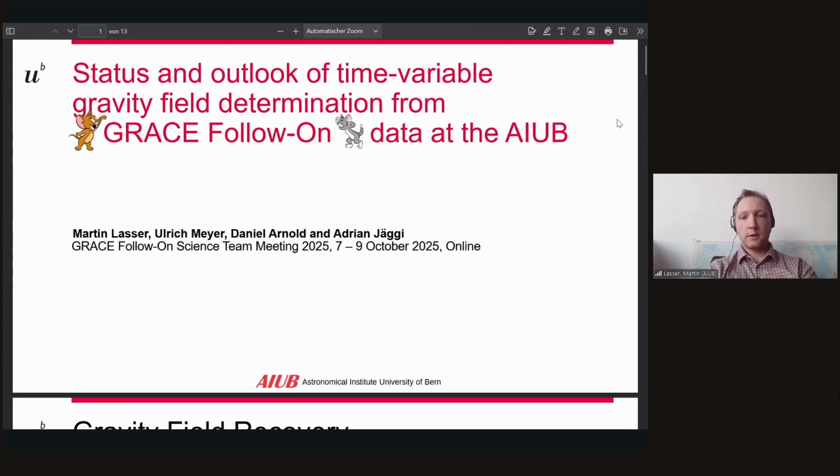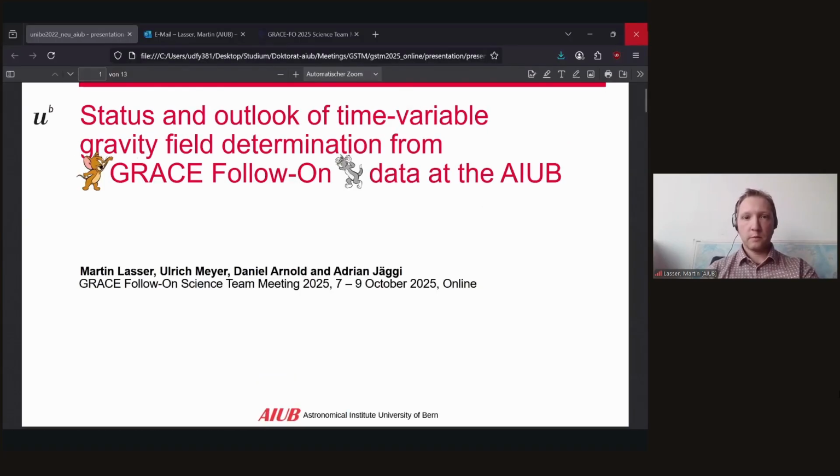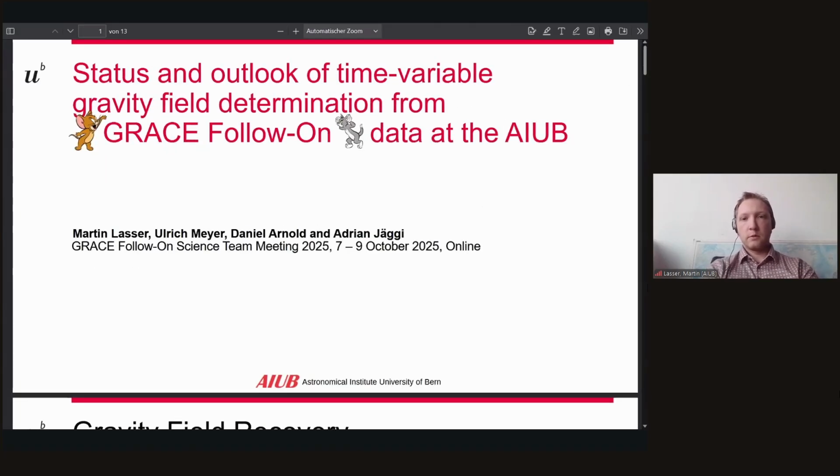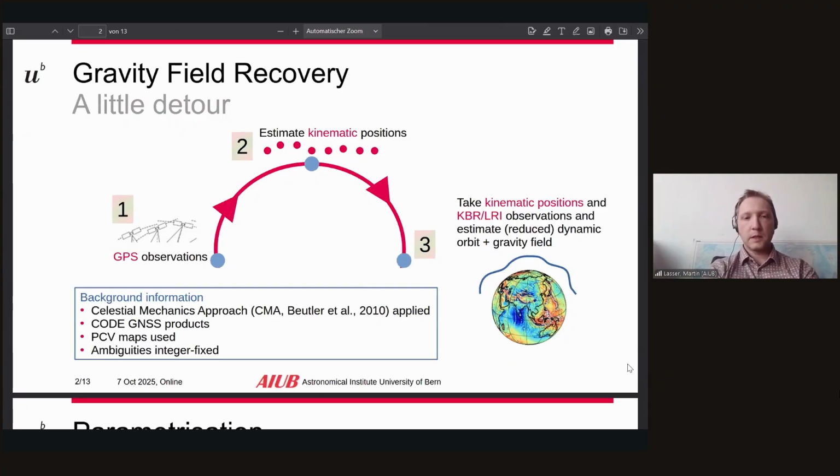Yes. Okay, perfect. So I will quickly try to sum up what we have been doing at our institute with GRACE Follow-On data. Our gravity field recovery is probably based, as in most other institutions, on a little detour, which means we take GPS observations to GRACE Follow-On and estimate in-house kinematic positions, which we then take together with the KBR and LRI observations to estimate the reduced dynamic orbit and the gravity field.